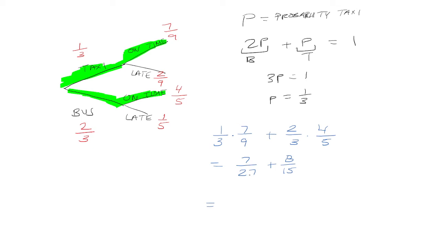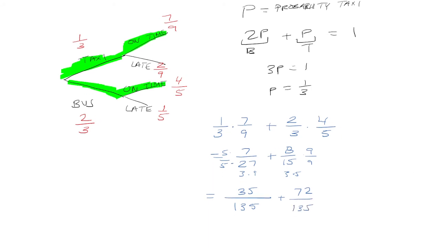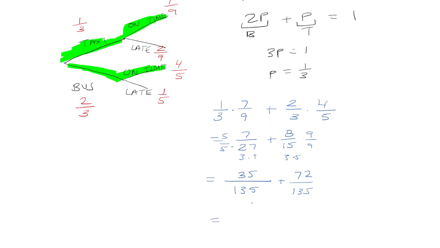Now, the greatest common factor of 27 and 15 is 3. So we can think of this as 3 times 9 and 3 times 5. So we need to multiply this by 5 and this by 9. So 5 times 7 is going to give us 35. 5 times 27, that's 135. And then 9 times 8 is 72. 15 times 9 is 135. Now we get a common denominator. 35 plus 72 is 107. And that's going to be all over 135. And that's our probability.